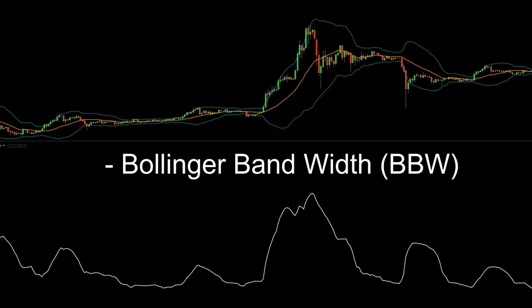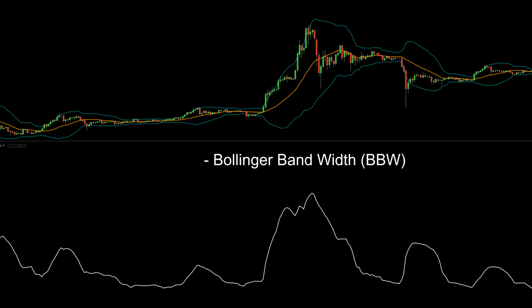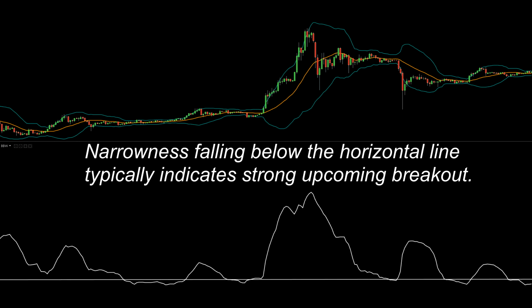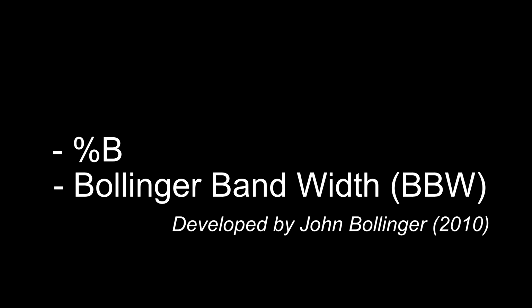The band width, subtracting the lower band from the upper to find the absolute difference, then normalizing by the middle band. This can be used to find the relative narrowness of an instrument, and identifying the typical squeeze before expansion is usually observed. The percentage B.